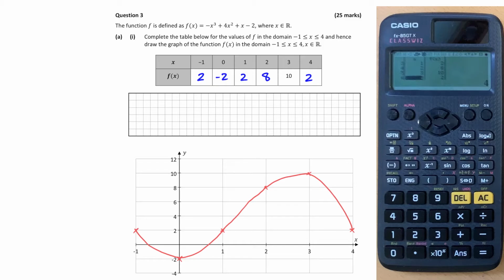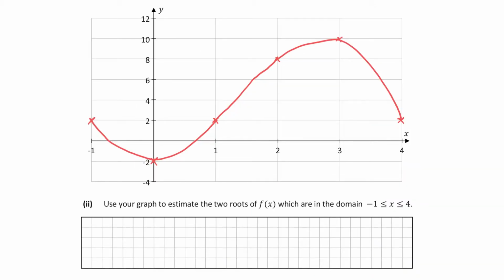And if you get that correct so far in the exam that year, that much of the question was worth 15 marks. So if you got all that correct, you would have got 15 marks in the 2019 exam. That brings us on to part 2.